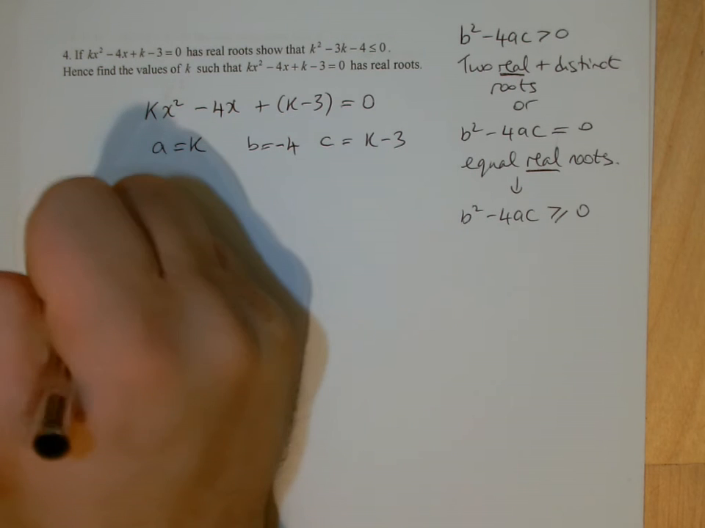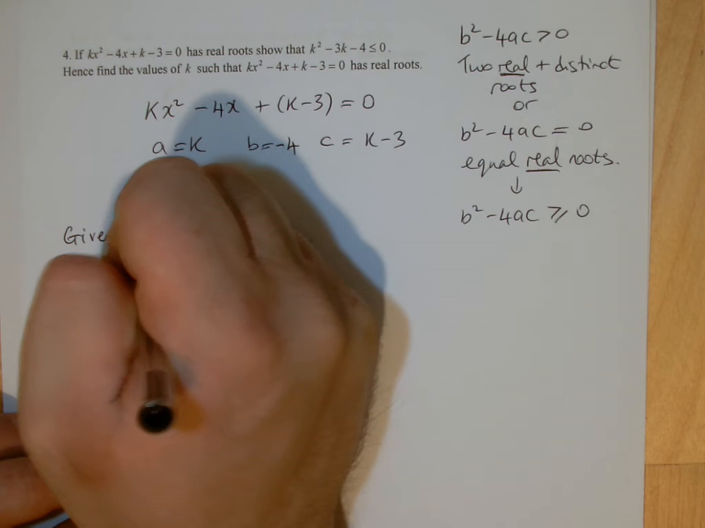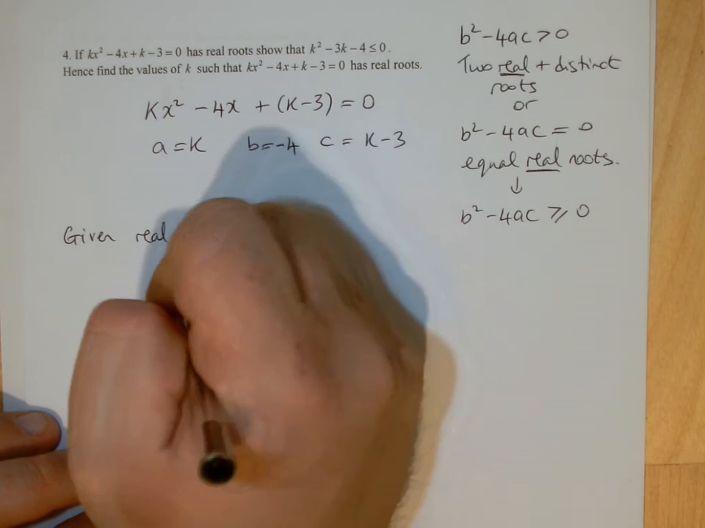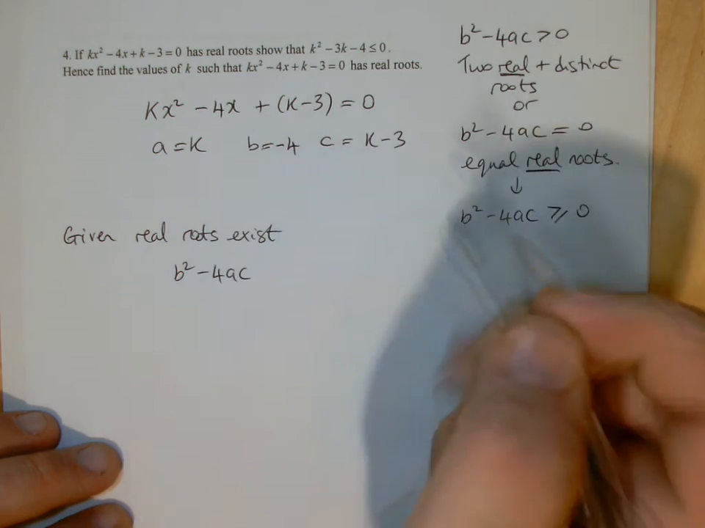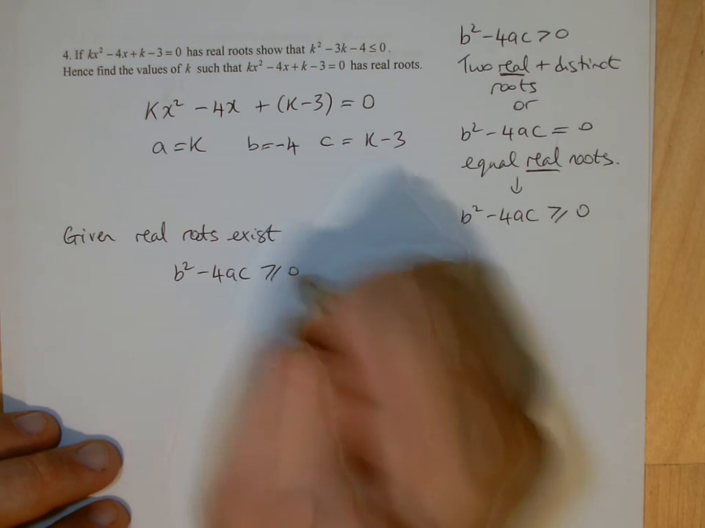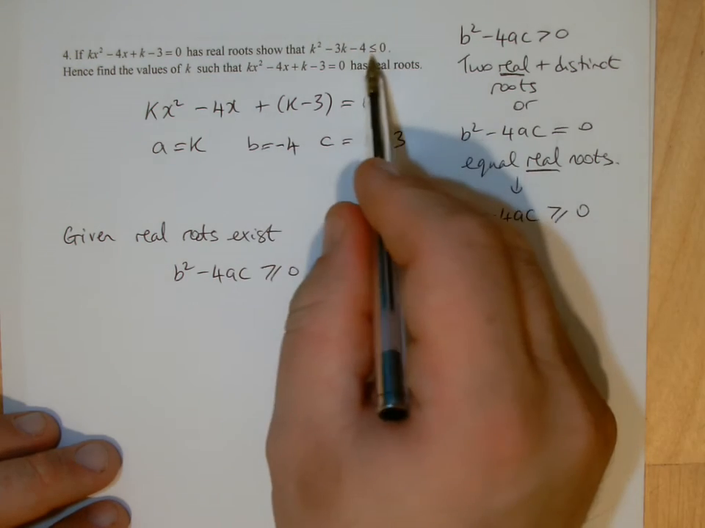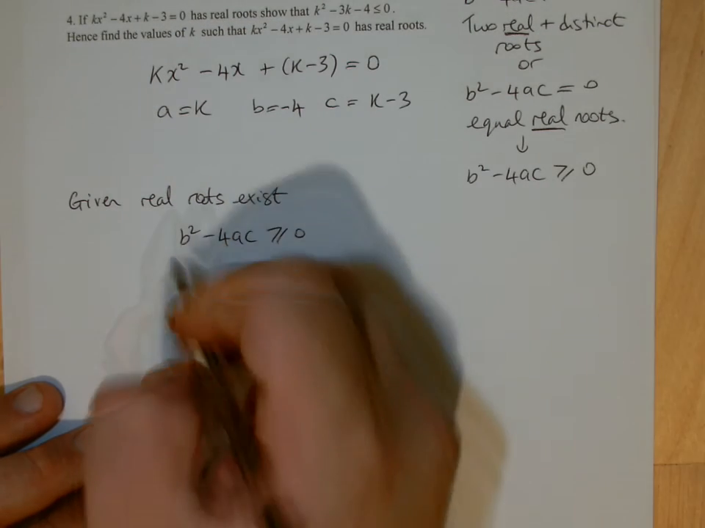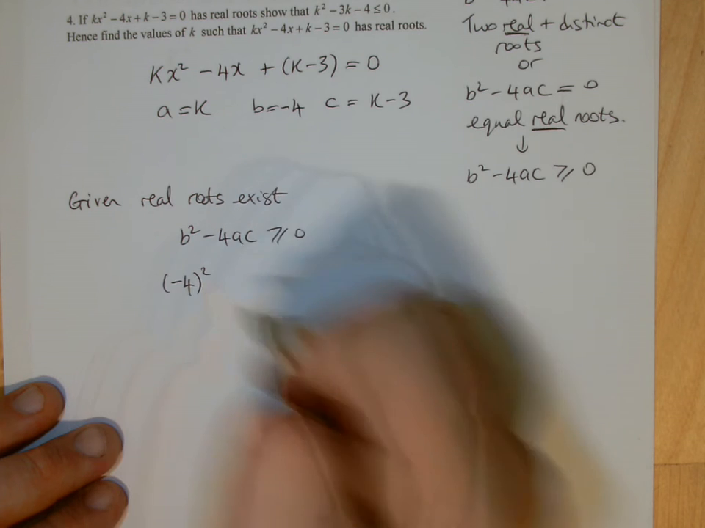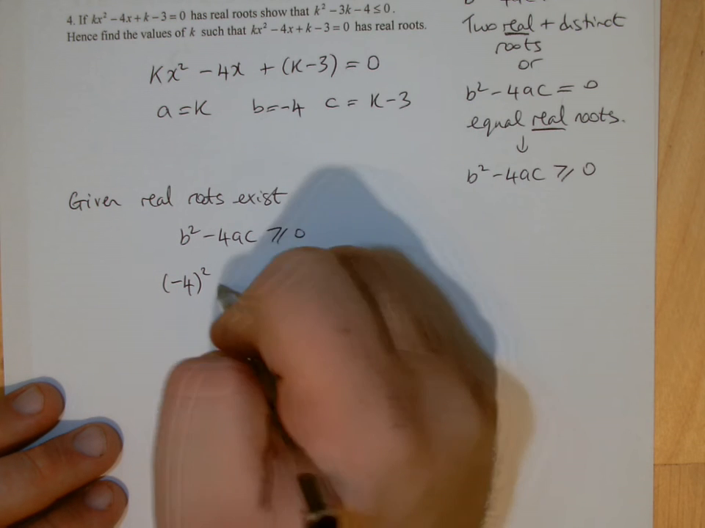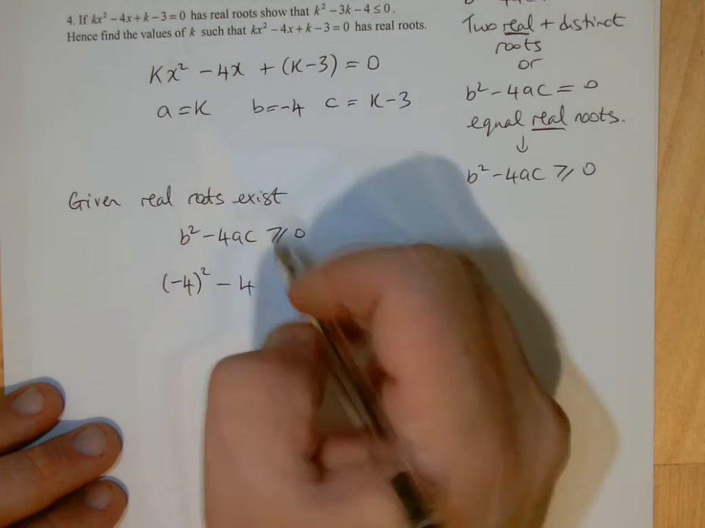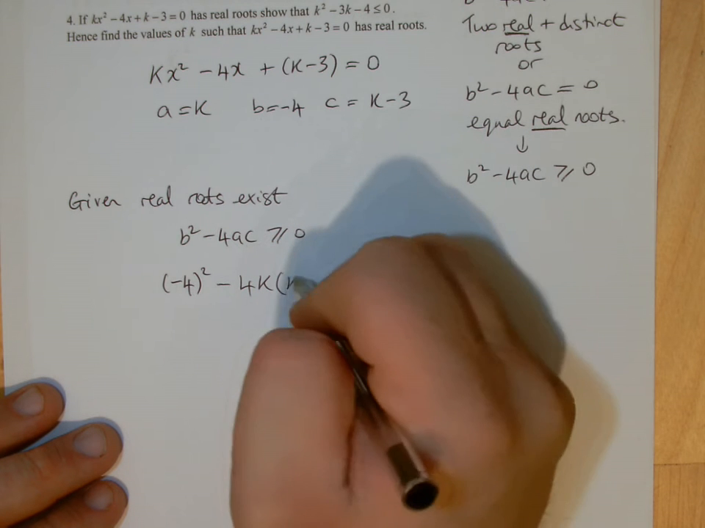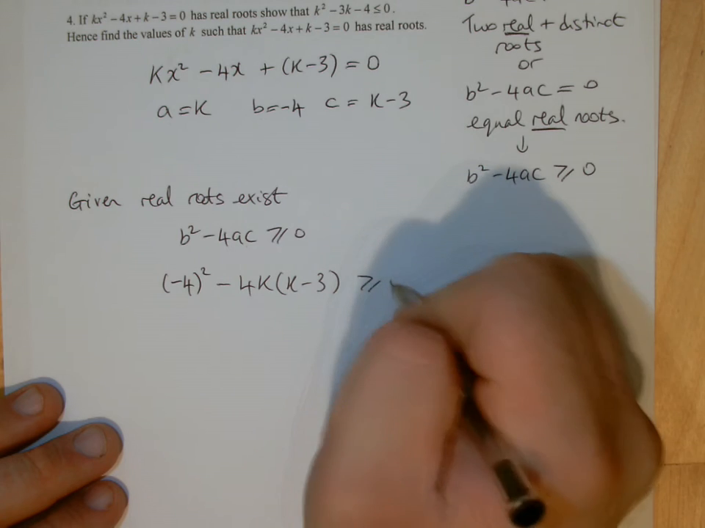And we're going to say that given real roots exist, then b squared minus 4ac is greater than or equal to 0. Again, don't get put off by the fact that it's going the other way. That'll be sorted in a minute. So substitute in minus 4 for b. Remember, we've got to square it, so put a bracket around it: minus 4 squared. A, which is k, so times k, and then c, which is k minus 3, so times k minus 3, is greater than or equal to 0.